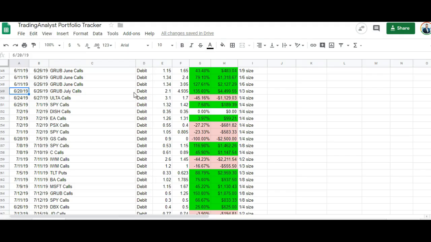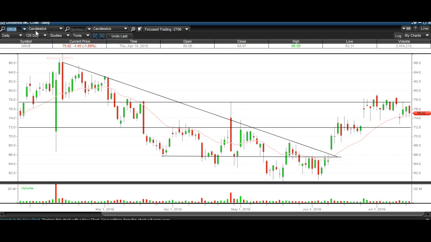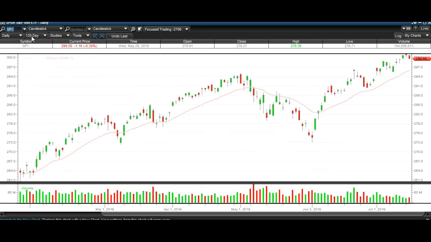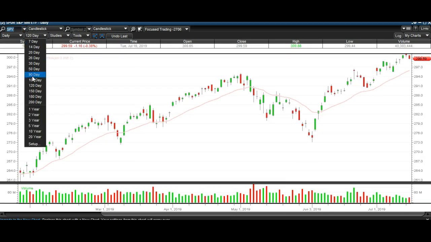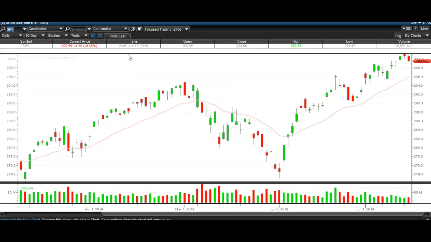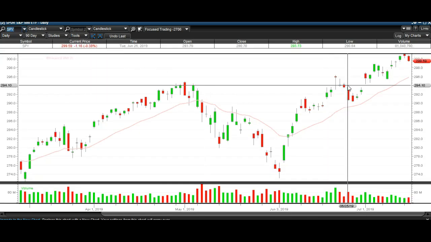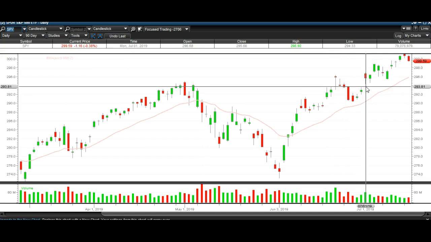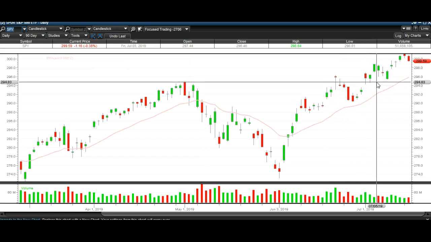The next trade here that I want to go over is this SPY calls trade right here. Entered, I'll show you the chart, and I'm going to zoom in more to the more relevant information. And we entered in on the 8th of June right here, or I'm sorry, July.